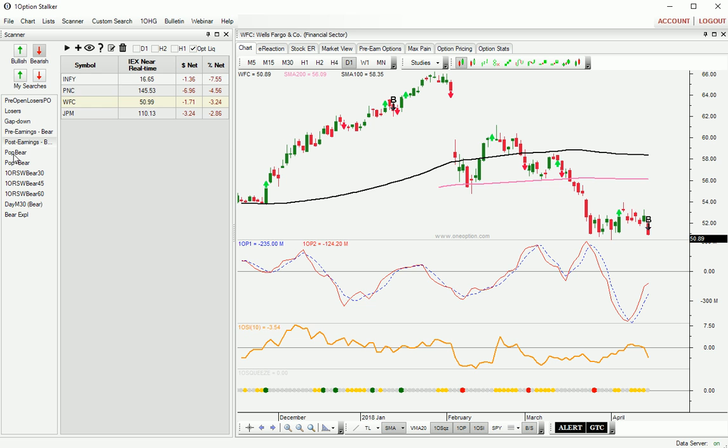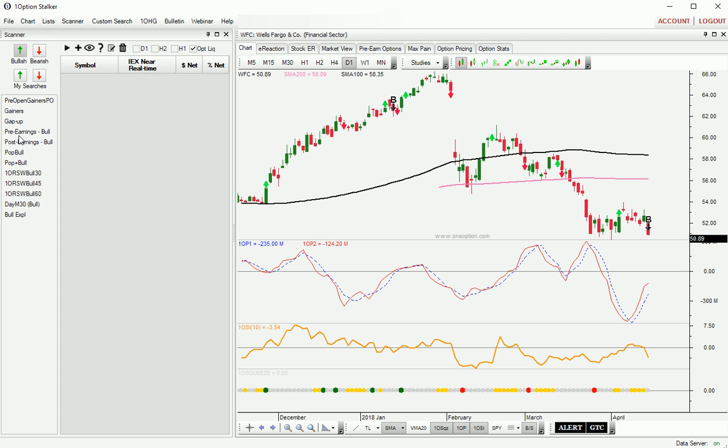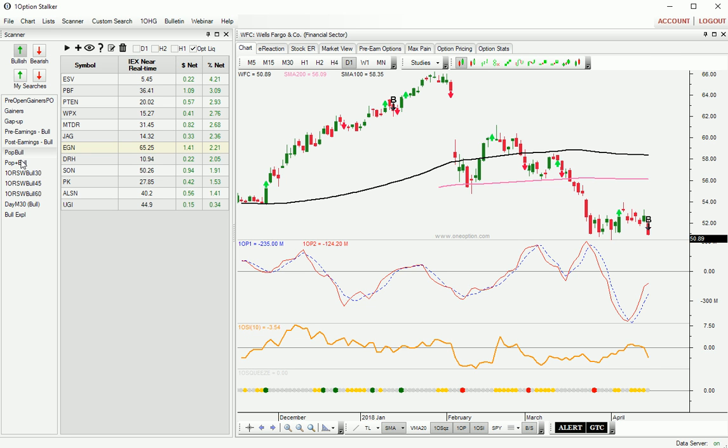I'm going to continue down the list to pop bear, and I'm going to flip over to bullish. We'll look at pop bull, and pop plus bull is the same as pop bull, except there's follow through the next day. So these stocks were on pop bull yesterday, and today they are moving higher, so there's confirmation, and they're on pop plus bull. Both very, very good searches. I use these all the time for swing trading. So let's see what we have.